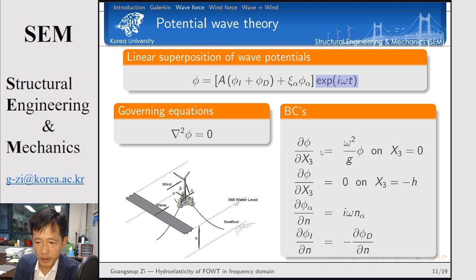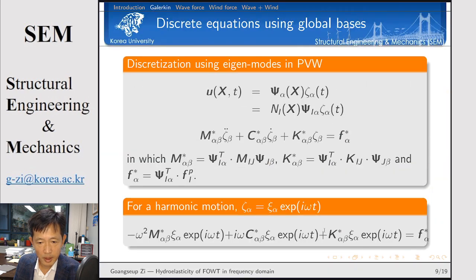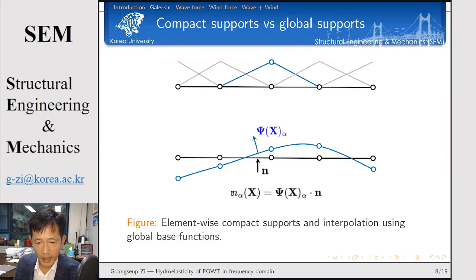And that's the boundary condition. On the surface of water, we need to satisfy this equation. At the bottom, the velocity of wave should be equal to 0. On the structure, for each mode the potential should satisfy i omega n alpha. I already showed you the definition of n alpha, which is given by this equation.